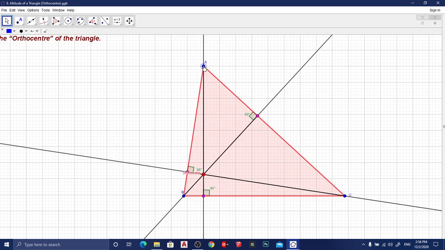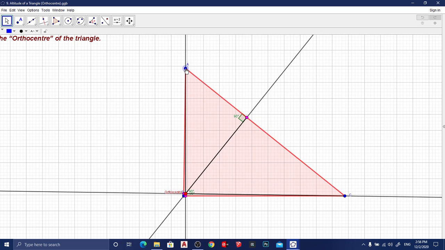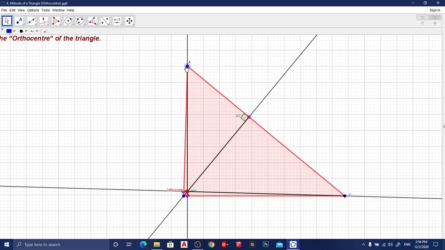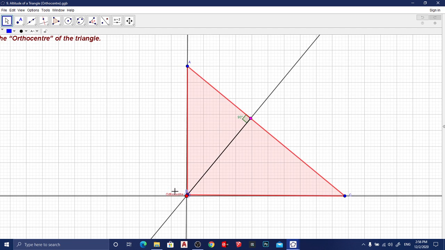If I move further here and make it a right angle triangle, all the altitudes are meeting at the vertex of the right angle triangle. Observe here, this is the orthocenter, and out of 3 altitudes, 2 of the altitudes are coinciding with the remaining 2 legs, and only one is on the outer side. These 2 altitudes are coinciding with the legs, and this is the different altitude.